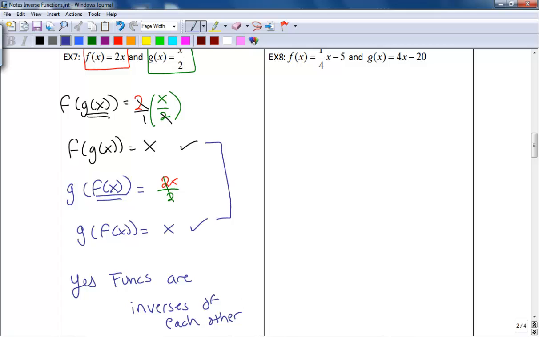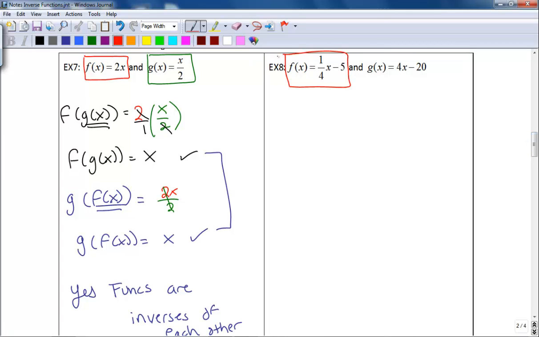What about example 8? Same thing. Here's your f of x, and here's your g of x. Find the composition. Let's start with f of g of x. Again, this means everywhere there's an x in your f of x, replace it with g of x. So I would write 1/4 instead of my x. I write what g of x is, and that is 4x minus 20, and then I need to finish off with my minus 5.